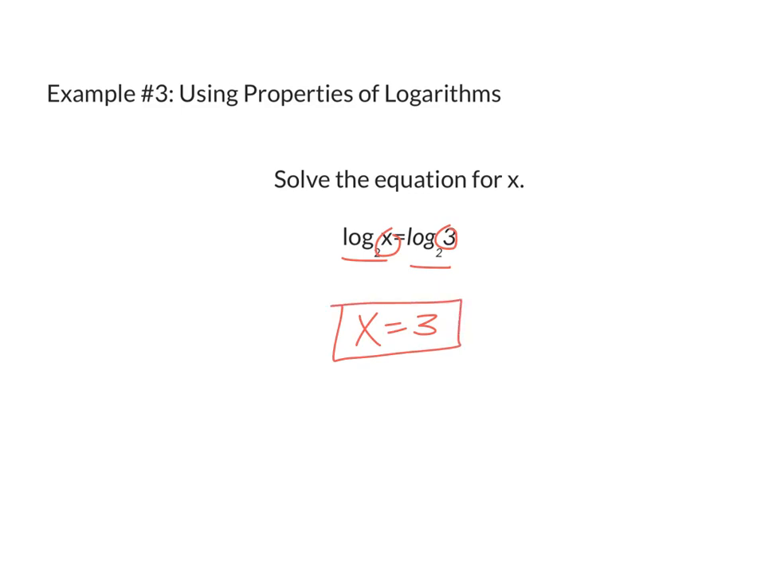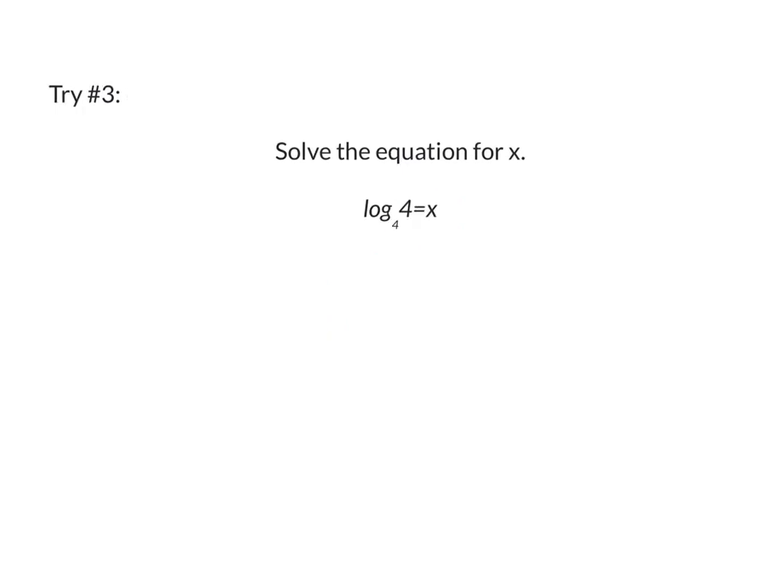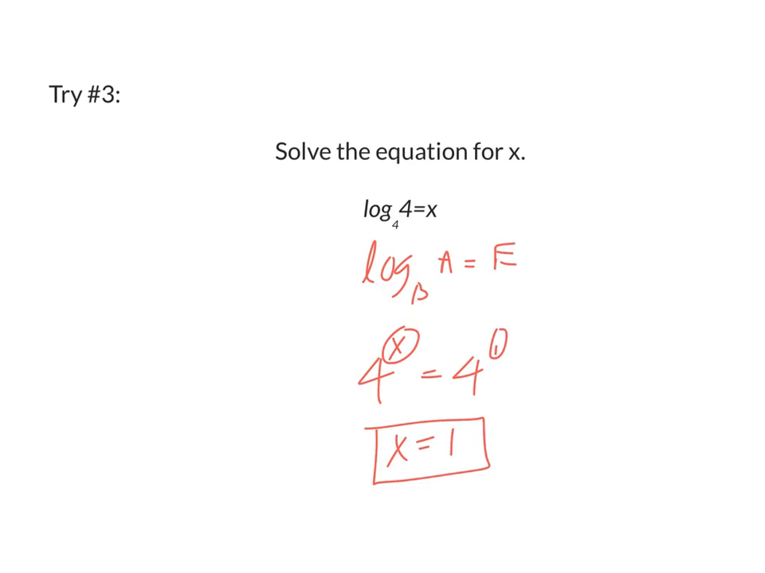Okay. And then we'll do try 3. It says log base 4 of 4 equals x. So again, if I use my exponentials, then 4 to this exponent equals 4. Well, if they have the same base, then you just focus on their power, so the answer is x equals 1. And again, I also could have used one of our properties that we just saw to do that as well.